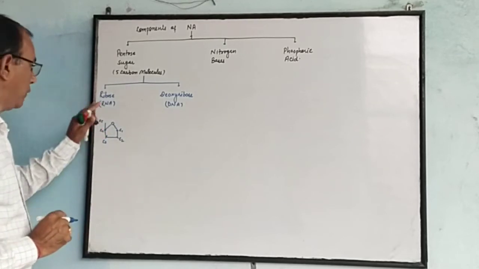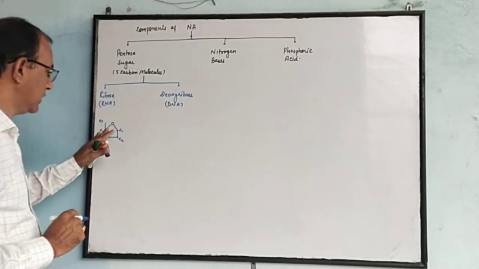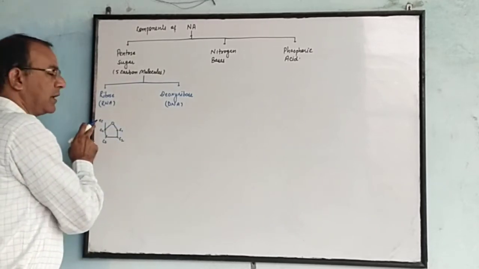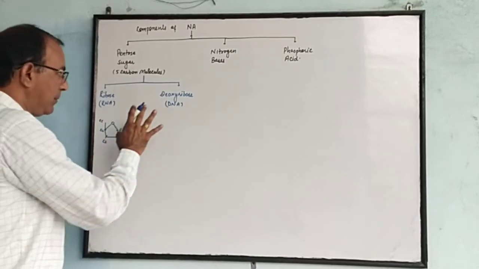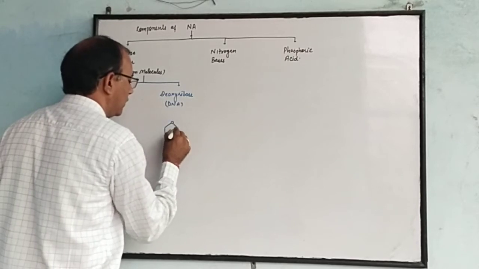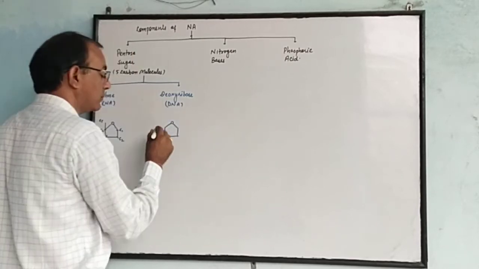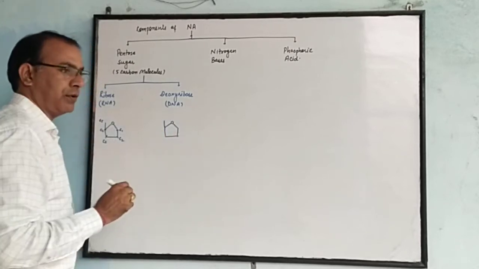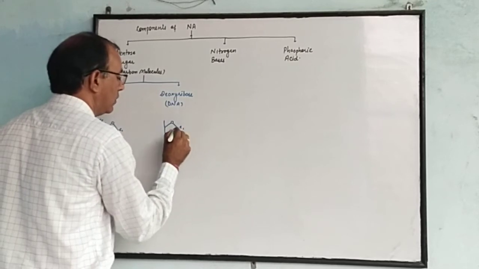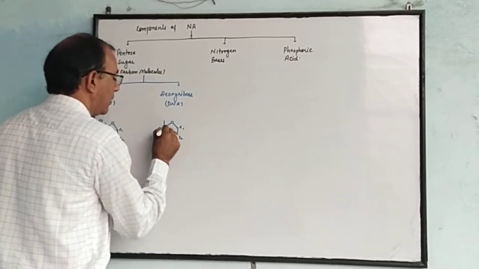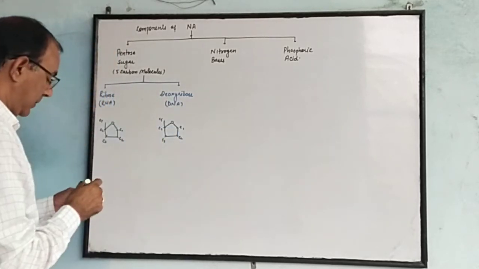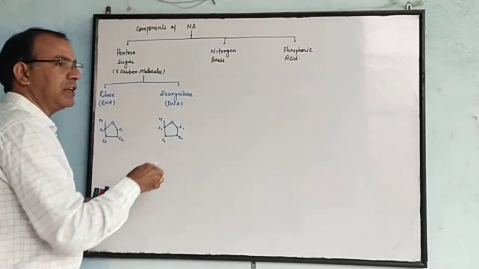A ring is formed, whether it is ribose or deoxyribose. A ring is formed of 4 carbon molecules and 1 oxygen in a pentagonal structure. The 5th carbon remains free, same as in deoxyribose. This is carbon number 1, carbon number 2, carbon number 3, carbon number 4, and this one is carbon number 5. Both have the same structure, but what is the major difference between ribose and deoxyribose?